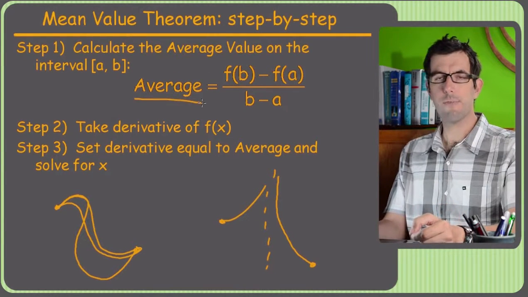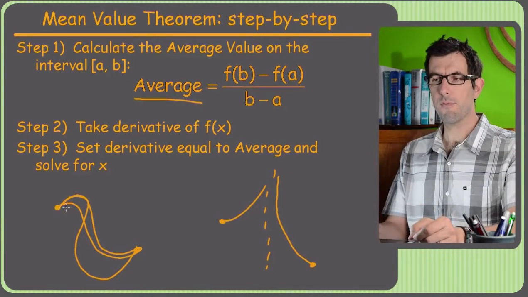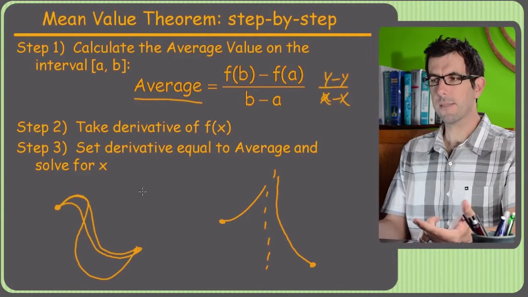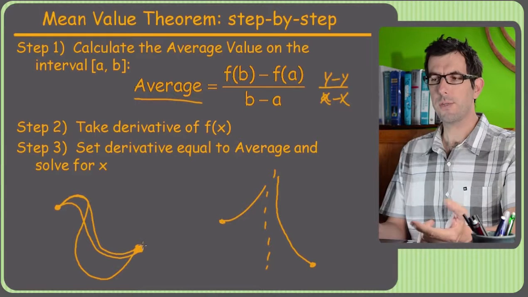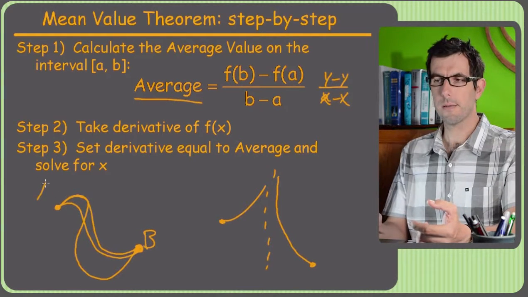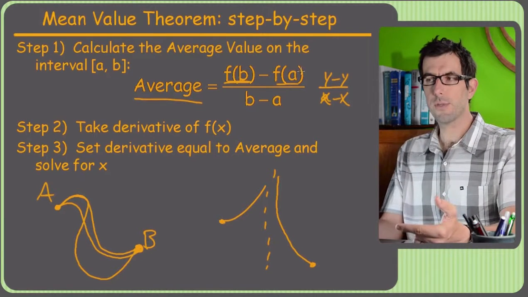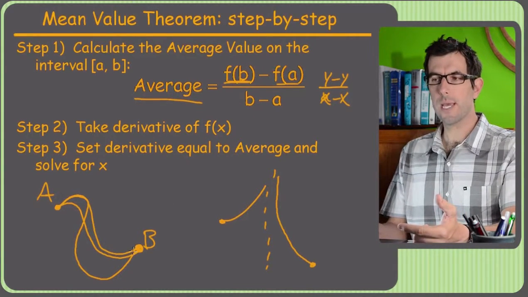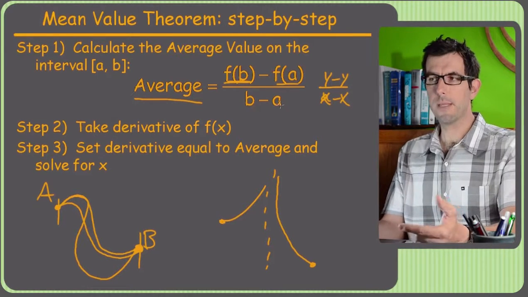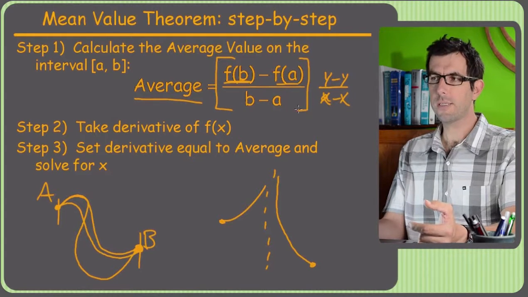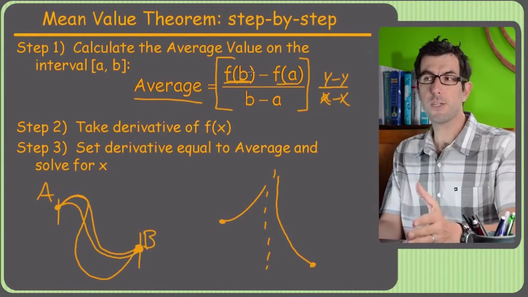You just find the slope of that average line. Just connect and find the slope between A and B. I wrote it before as y minus y over x minus x, but if you look at one of these graphs, that's really just the y-coordinate of point B. So the y-coordinate of point B is going to be f of B, and the y-coordinate of point A is going to be f of A. So we just take the difference of those as the rise, and then the run is just the difference between the x-coordinate of B and the x-coordinate of A, which is B minus A. So that's where this formula comes from. The average value formula is just rise over run, but in function notation form.